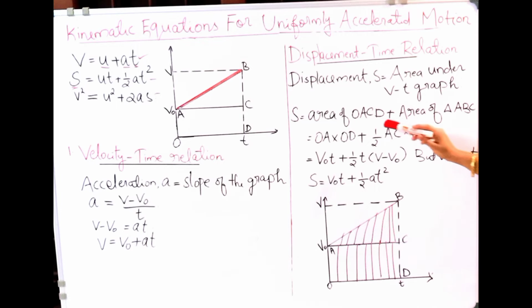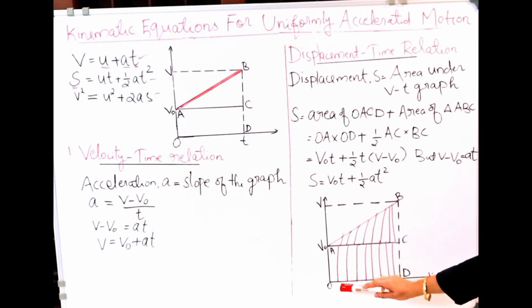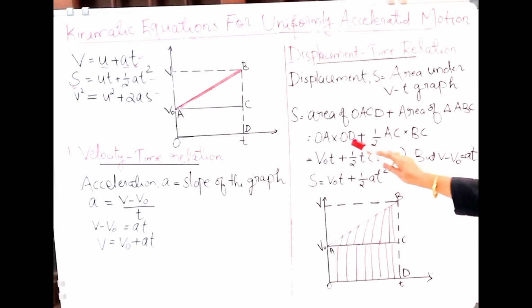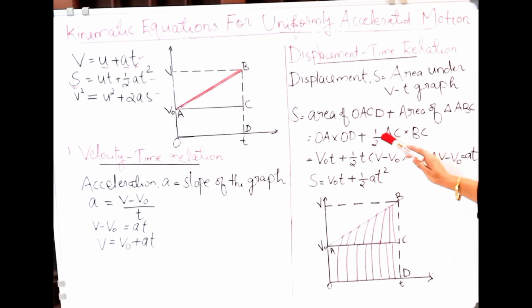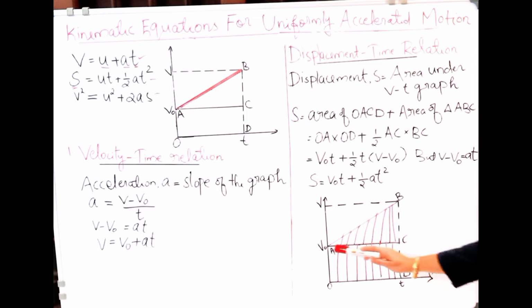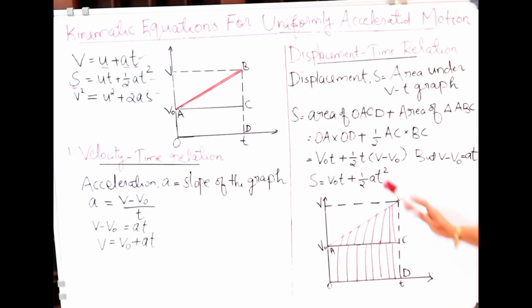So how can we find the area of OACD, that is the rectangle? Yes, that is OA, how will we find OA, that is V0, right? So V0, initial velocity, and OD, how will we find? OD is the time itself, so V0 into T plus half, in the same way we can write down, then into AC. What is AC here? AC is OD itself, right? That is the time. So here T.